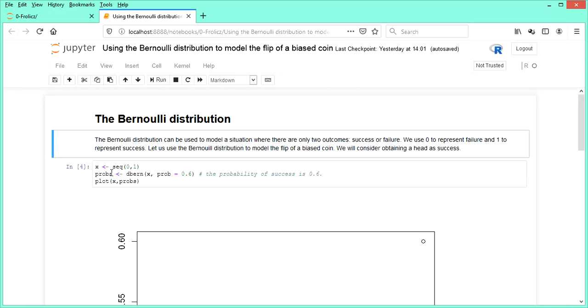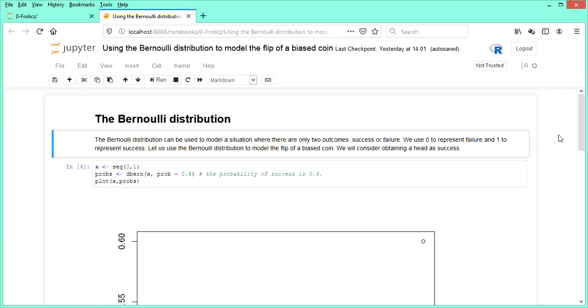So we create our vector with two numbers, 0, 1, representing our sample space, and then we'll create the probabilities using the dbern function. We pass that x with a probability of 0.6. So we're going to say the probability of heads is 0.6.